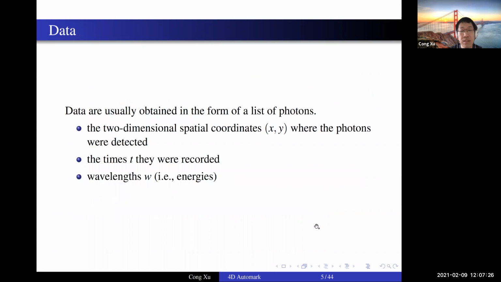Okay, so we start with turning the raw data set into something we want. Usually what we obtain is a list of photons. We have some information about them. We know their spatial coordinates when the photon was detected, so we know the X and Y. Also, we know the time when they were recorded, and their energy, or equivalently, their wavelengths. So we have a four-dimensional thing. That's why we call it a 4D marked point process, because we have four-dimensional information about these photons.